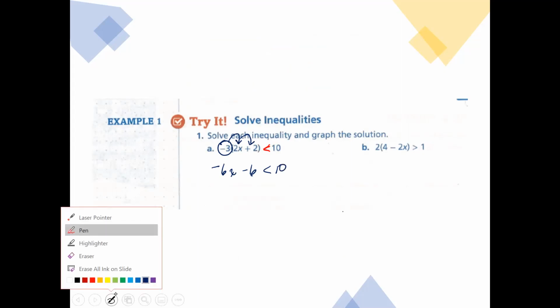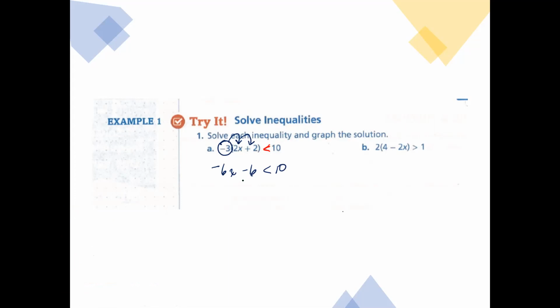Next, I want to get the x isolated by itself, so I have to get rid of the -6. Opposite of a -6 is a +6. That part cancels. Bring down the -6x, which is less than 16. Then I'm going to do the opposite of a multiplication, which is a division, and I'm going to divide by -6 on both sides. That cancels. X is now by itself.